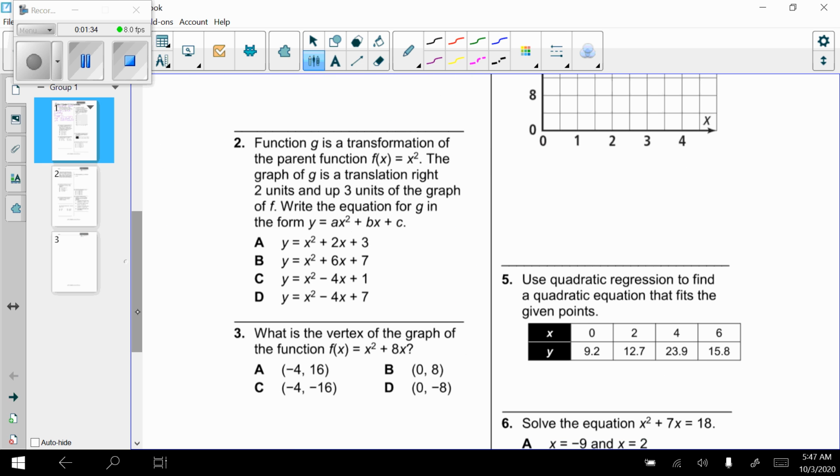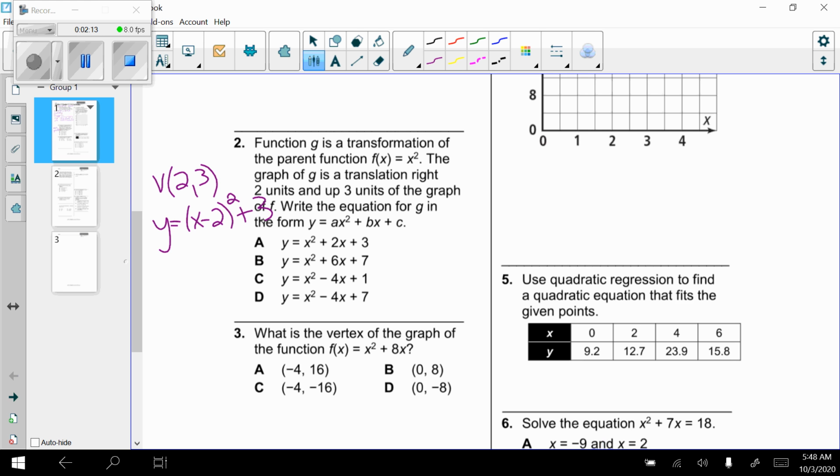All right, number 2. Function g is a transformation of the parent function, f of x equals x squared. The graph is a translation right 2 units and up 3 units. Write the equation for g in the form y equals ax squared plus bx plus c. So again, they're telling me here that my vertex is (2, 3). There is no a that we have to worry about here because they didn't tell me that I had a stretch. So if I write y equals (x minus 2) squared plus 3, and then I want to work that out because they have given it to me in standard form and they want the answer in standard form.